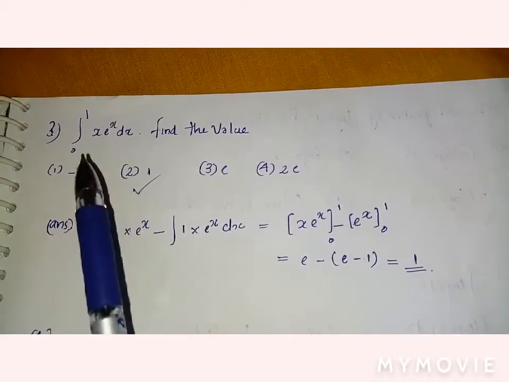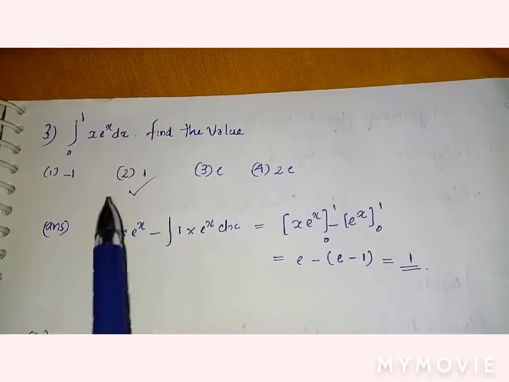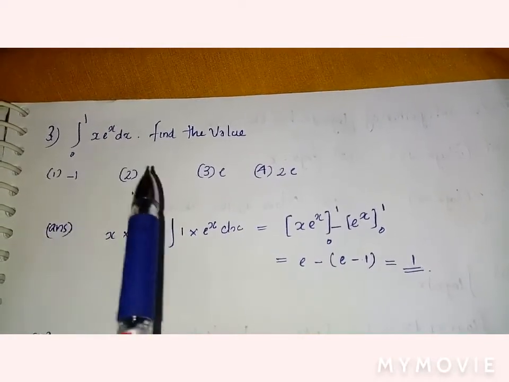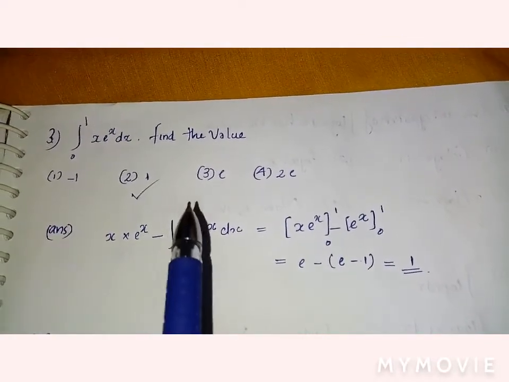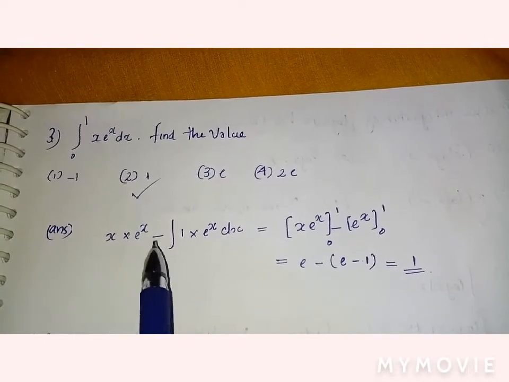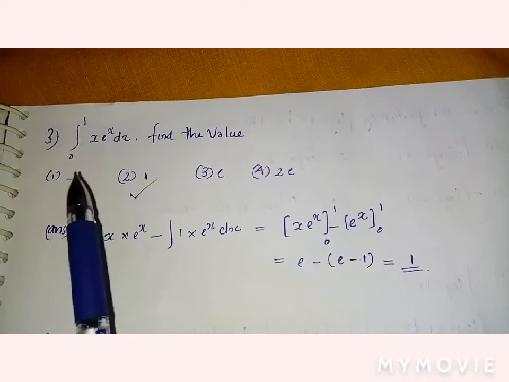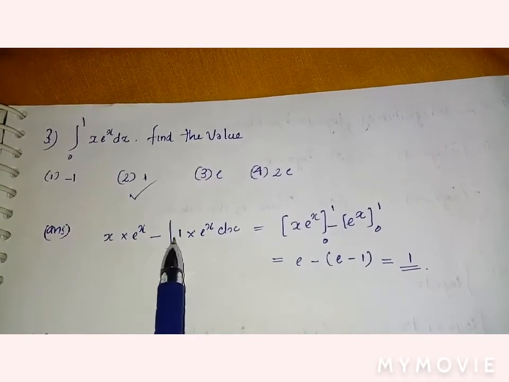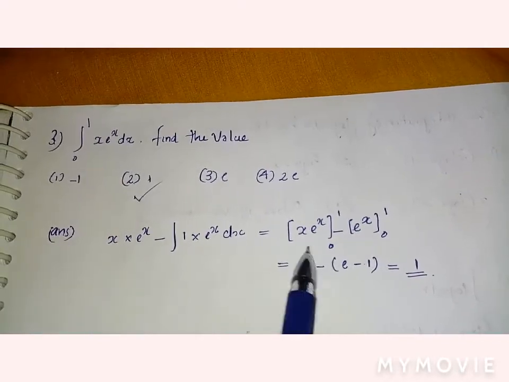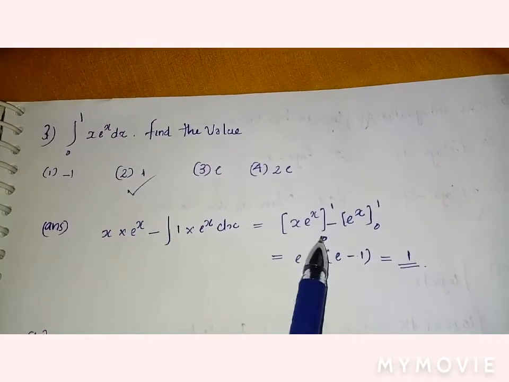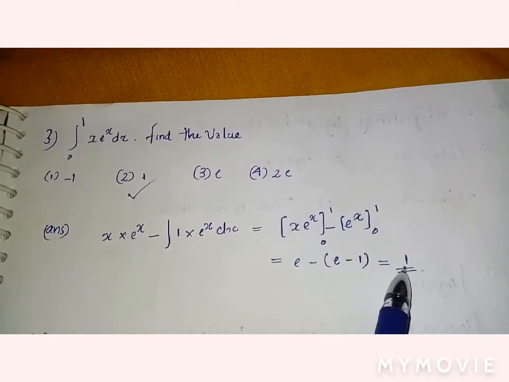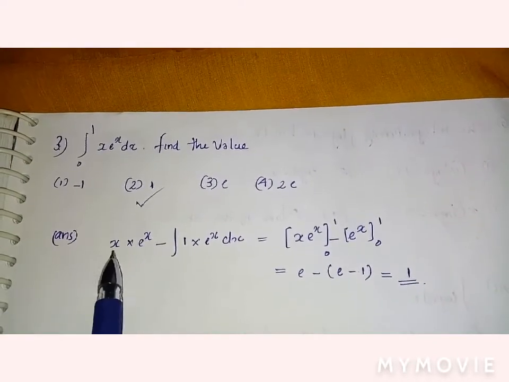Here in the question, integral 0 to 1 x e raised to x dx. Here we know the formula: first function into integral of second minus integral of derivative of first into integral of second dx. So x into e raised to x minus integral of derivative of first, that is 1, into integral of second, e raised to x only. We substitute the limits and get the answer as e minus e plus 1, that is 1. So 1 is the answer, second option.